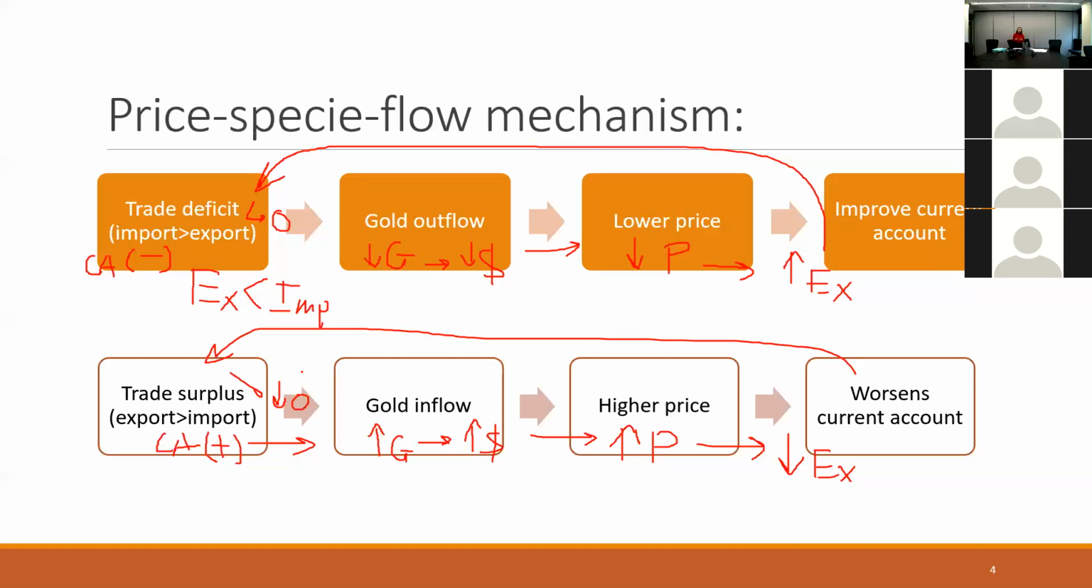Because of this reason, the classical gold standard didn't work anymore after the war broke out, and people introduced a new system called the gold exchange standard, where people use not only gold, but also the dollar as an additional money supply.